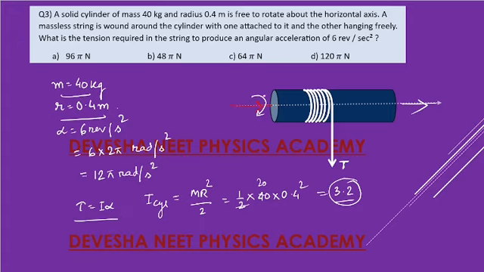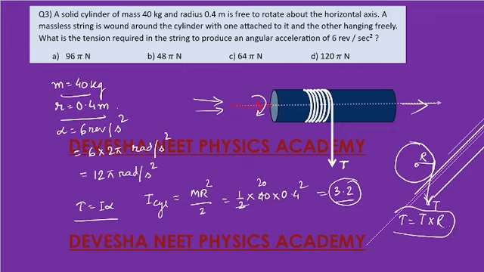If you look at this cylinder from this side, imagine that this is the cross-section of a cylinder. The tension T is acting like this, and this is the radius. So I can say that torque is equal to tension T into R, T into R. So I can say that T into R is equal to I into alpha.